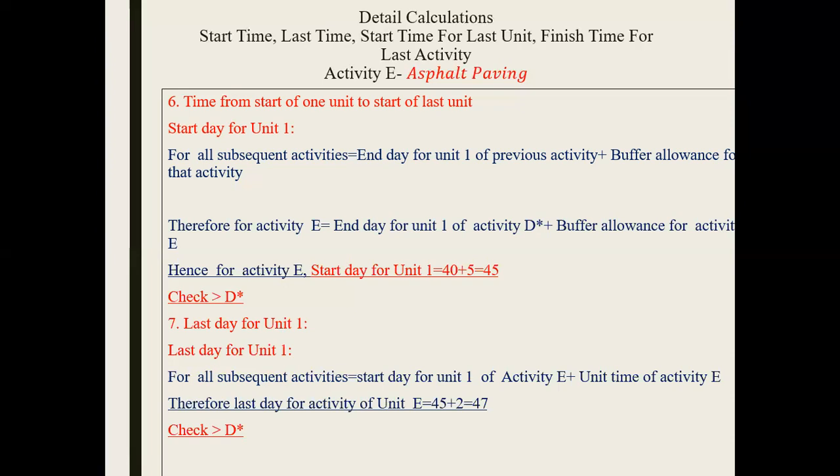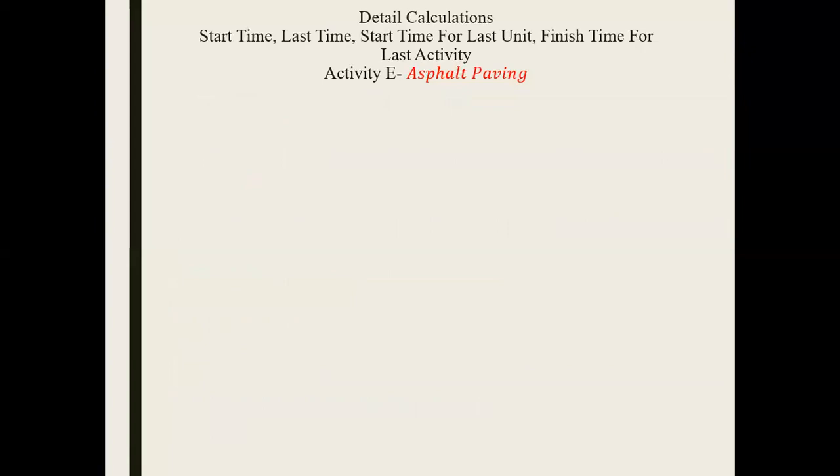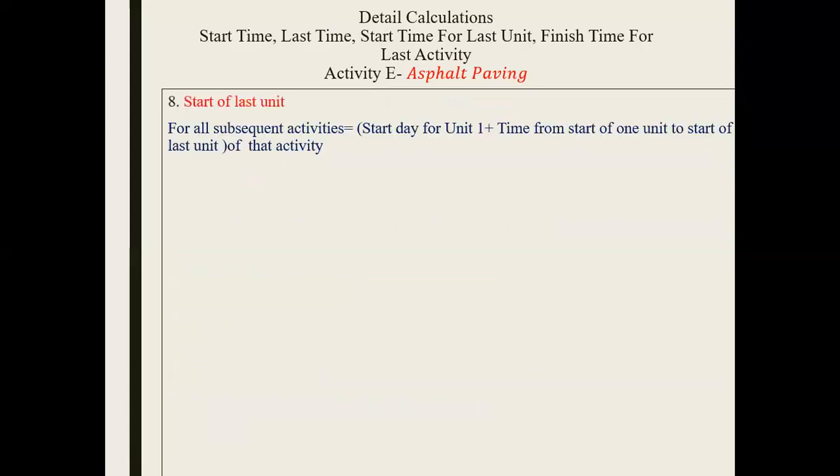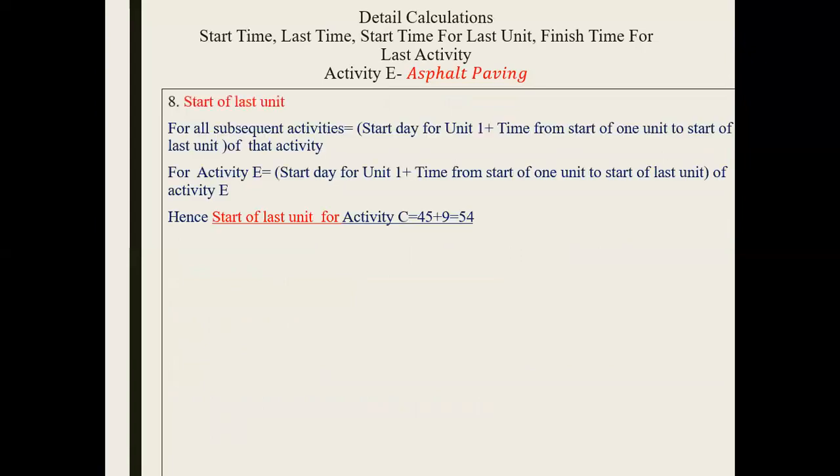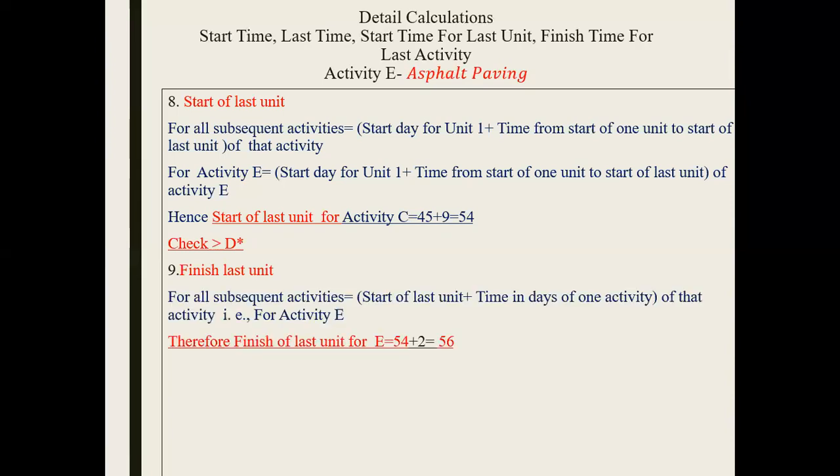It does mean that if you have applied correction for one activity, the next activity may not need any correction. So we need to be checking each time. Start again. This becomes 54. Again, it is greater than the corresponding activity of D. Finish last unit. And this becomes 56.